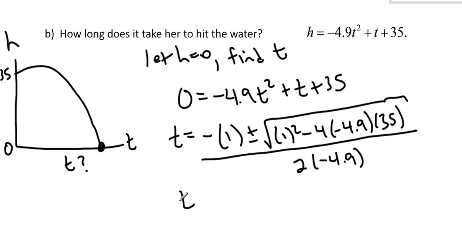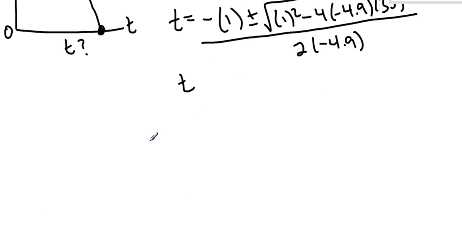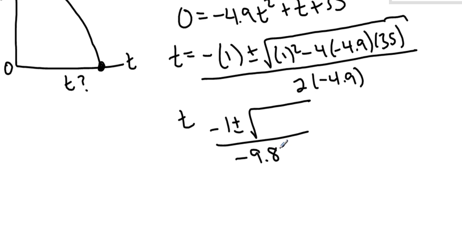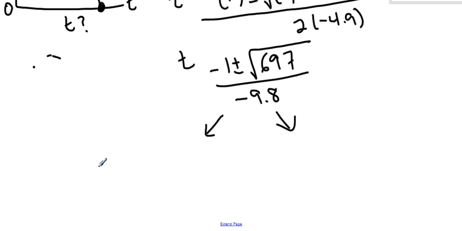So now it's time to pull out our calculator. Let's do some math. Okay, so negative 1 plus or minus the square root of something, and that'll be negative 9.8. So in the calculator, 1 squared minus bracket 4 times negative 4.9 times 35. So I get a number of 697. And now I'll break it into two separate answers. Oops. Sorry, my calculator's on my tablet. So t equals negative 1 plus whatever that square root is. Square root that.